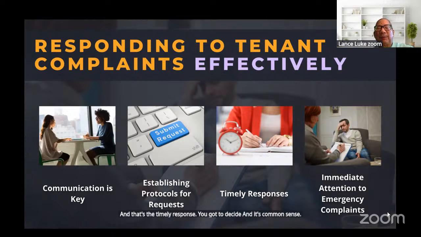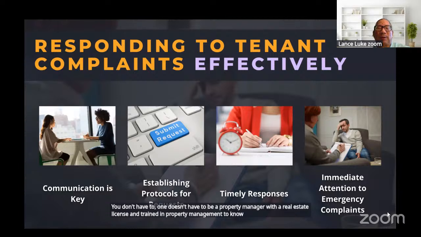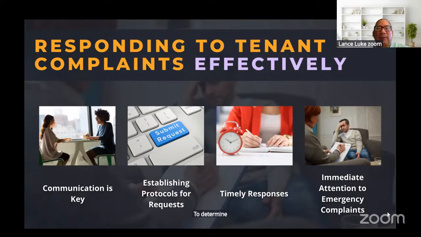One doesn't have to be a property manager with a real estate license and trained in property management to use common sense to determine what course of action to take, whether you can wait on something or not. Immediate attention to emergency complaints, well, that's a must, right?